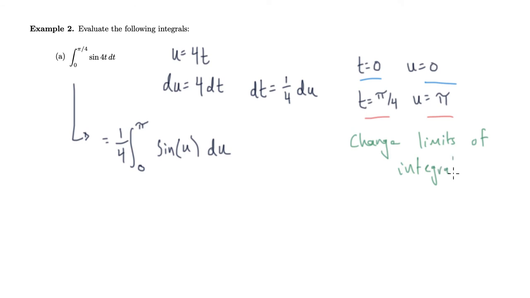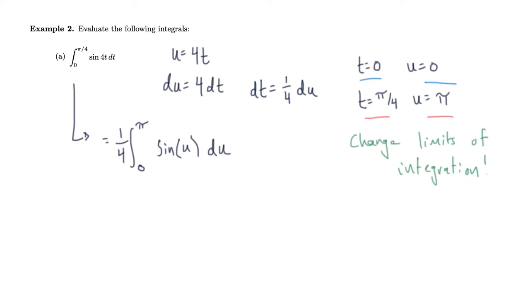And this is a really important step. Okay. Now I will mention that you don't have to change the limits of integration. You could just substitute back in to the original variable t, so just plug in 4t for u and you're done, and then you can use the t limits. I just prefer to also change the limits of integration.